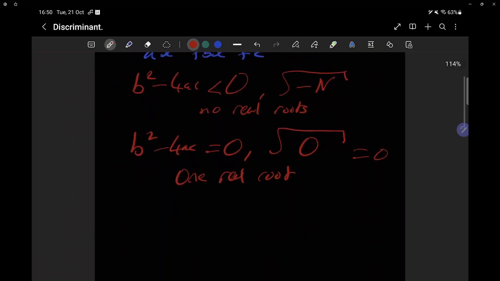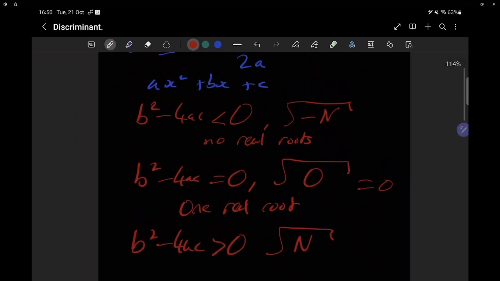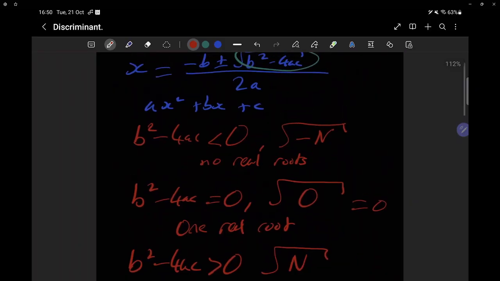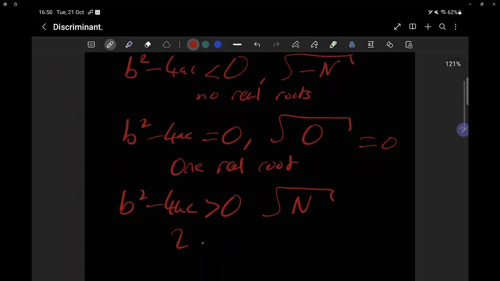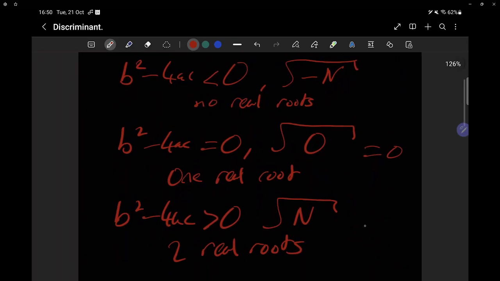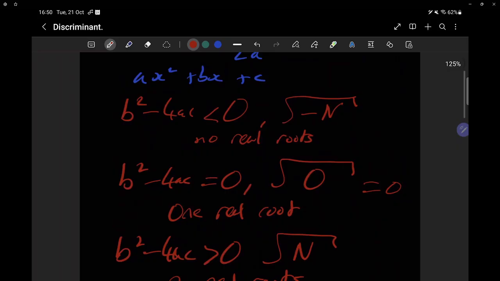So that's why we only have one real root when b squared minus 4ac equals 0. But what about when that b squared minus 4ac is greater than 0? Well, n is going to be positive. We're going to have positive n, which means we can have a real answer with the square root of a positive number. In that case, we can add or subtract that from negative b, in which case we would have 2 real roots. So when b squared minus 4ac is greater than 0, we have 2 real roots. When it's equal to 0, we have 1 real root. When it's less than 0, we have no real roots.